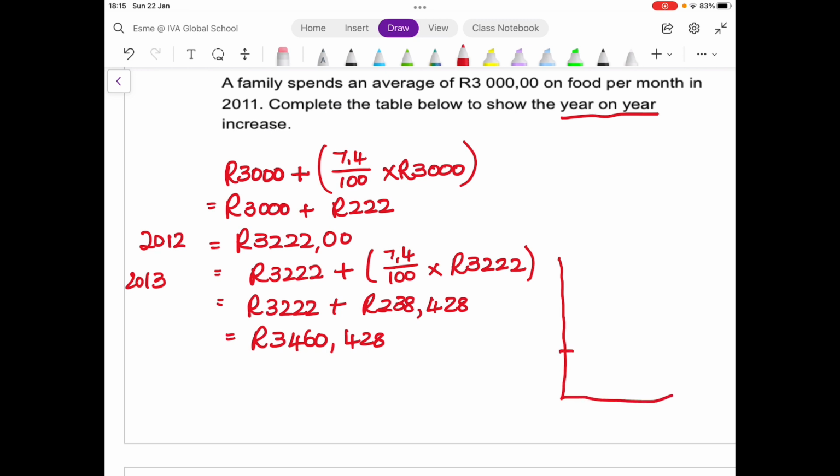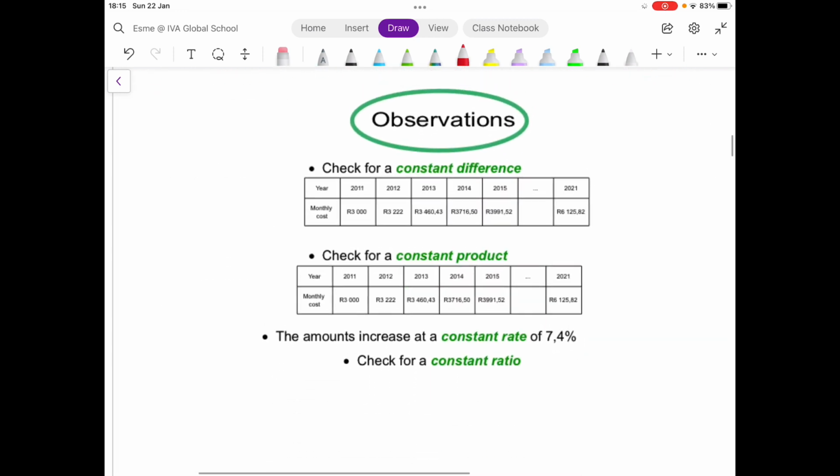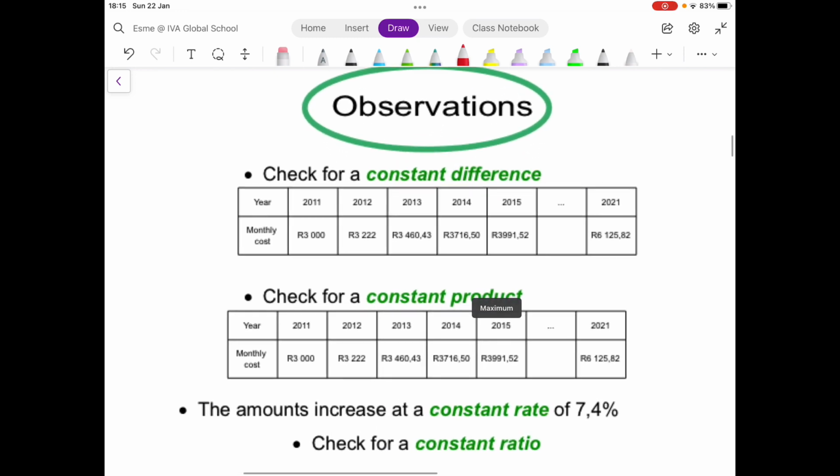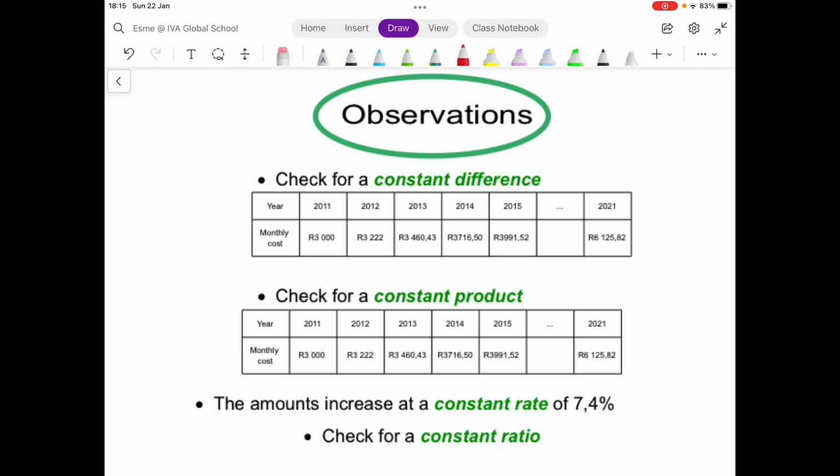So we start off at 3,000, there's a base fee. And what is going to happen, that is what your graph is going to look like. And that's an exponential graph, just so that you know the name of it. You won't be asked to say that. So when I want to find out what pattern my scenario follows, I would first try for a constant difference. If I took this away there, I would have got 222.